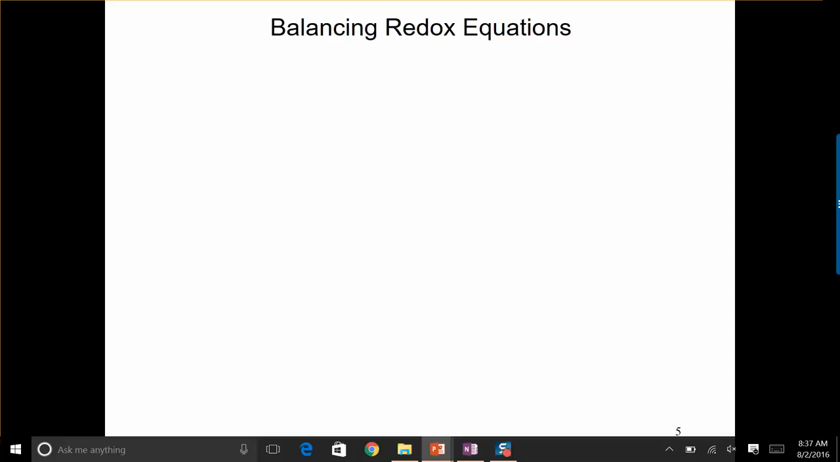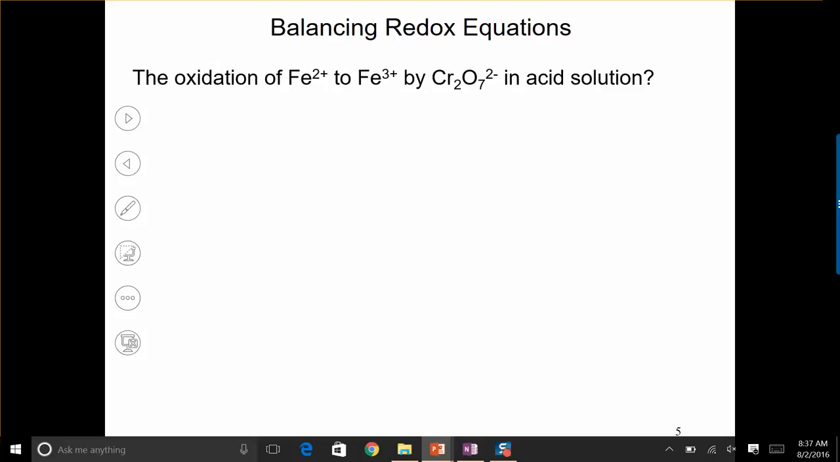Balancing redox equations. Okay. There's a process, and once you learn the process, it actually isn't that difficult. But for some reason, that process seems to take a while to become understood, okay? So the oxidation of iron 2 plus to iron 3 plus by dichromate in acid. We're going to balance this, okay?